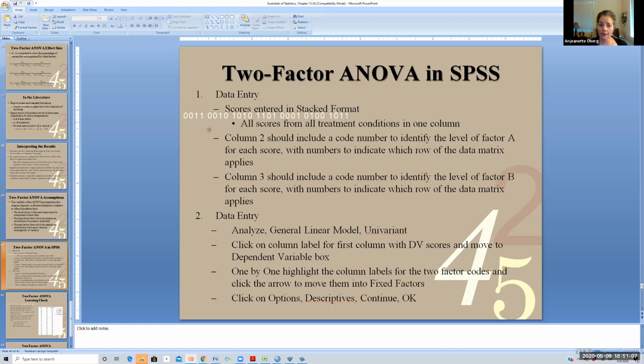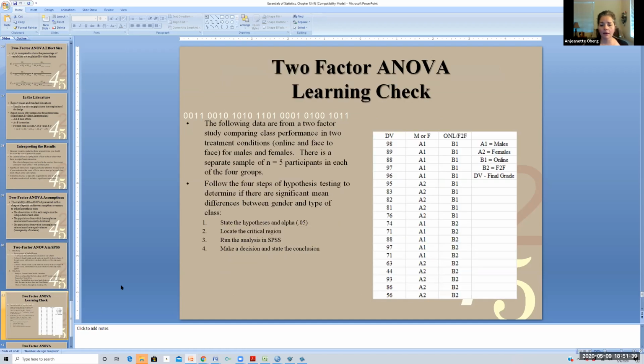So I've listed out your instructions for your data entry. They're going to be in stacked format, remembering that each row represents one participant. So you tell me what was the condition that they were in for factor A, what was the condition for factor B, and then what was their dependent variable score. So you're going to have 3 columns with 3 different variables, factor A, factor B, and then your DV. And then you're going to enter your data and run your data following the instructions provided. And then you're going to look at your output and determine, is there a main effect for A, a main effect for B, and is there a significant interaction?